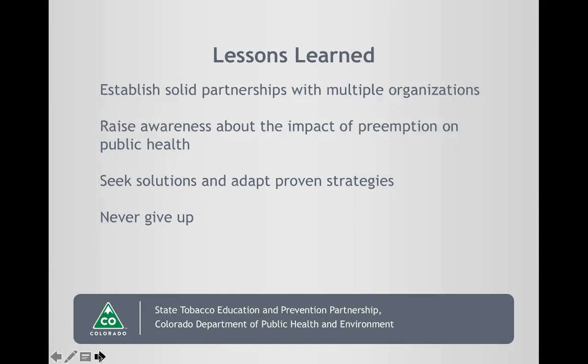And then I also would say, be prepared for a long investment of time and energy. Don't give up. Do expect that the industry's main strategy will be to expand preemption, to keep that preemption in place, that this is a very effective tool for them, and that's where they're going to put their time and energy.